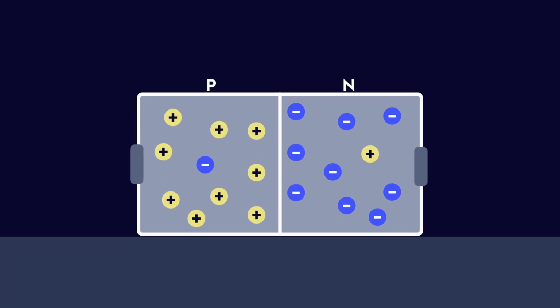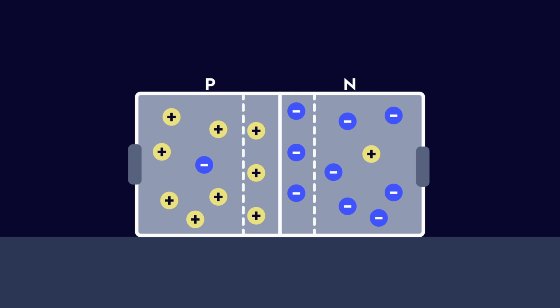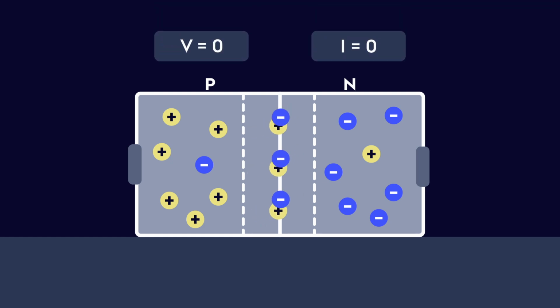Let's set up the circuit clearly. First, we connect the positive terminal to the P-type side and the negative terminal to the N-type side. With zero applied voltage, the ammeter reads zero because diffusion and drift still cancel.